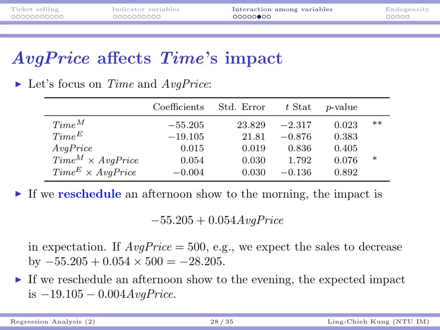If the average price is 1000, then we expect only a loss of about 1 ticket. Because the impact of time now depends on the value of the price. If we reschedule an afternoon show to the evening, as another example, then again, we know the expected impact would be this coefficient minus this one times average price. So following the same rule.